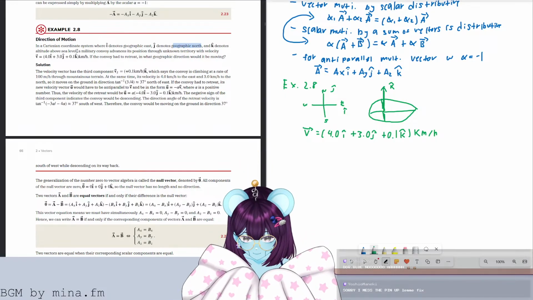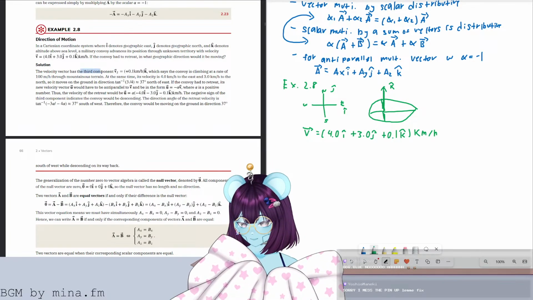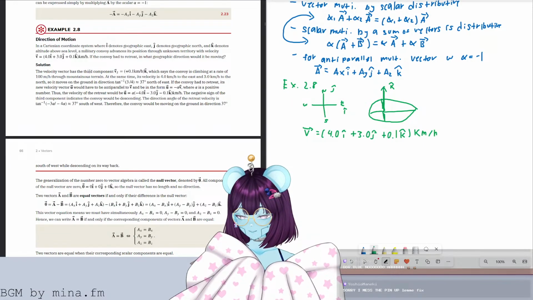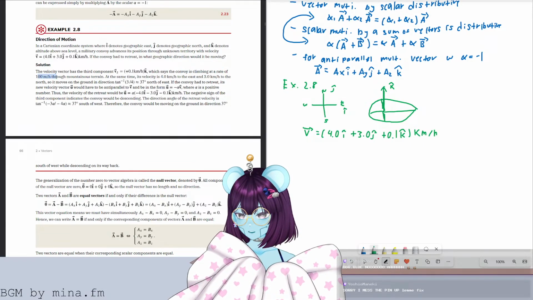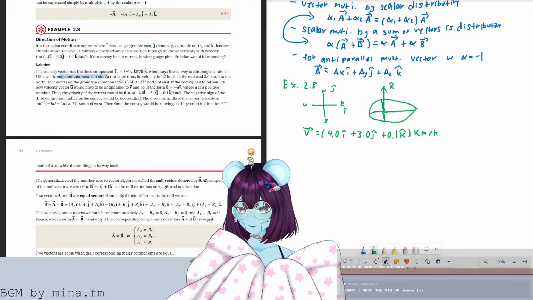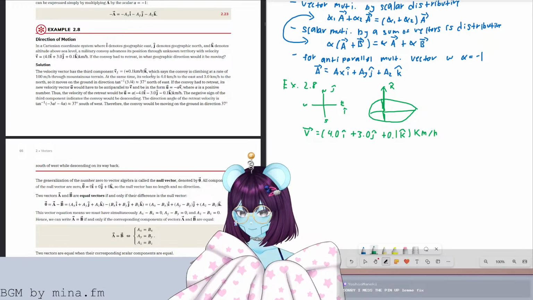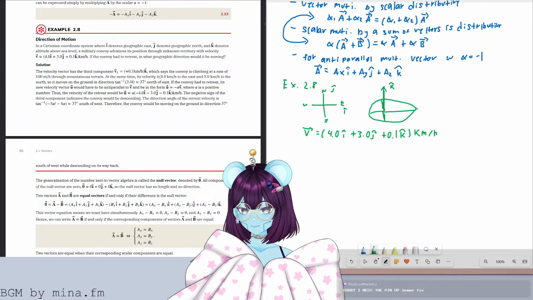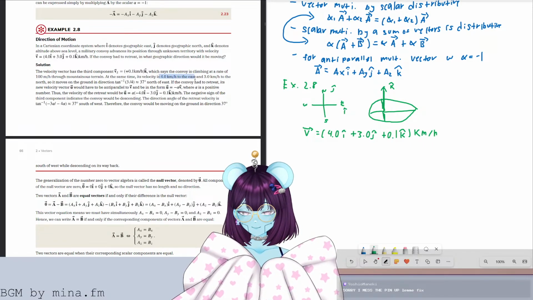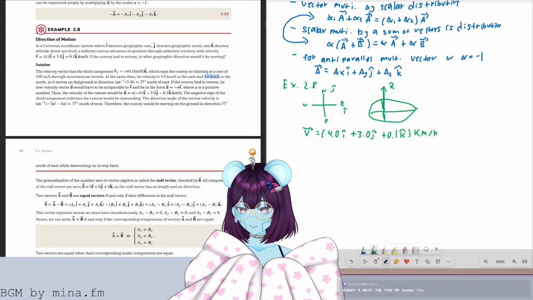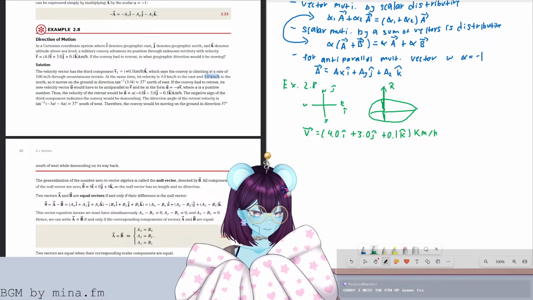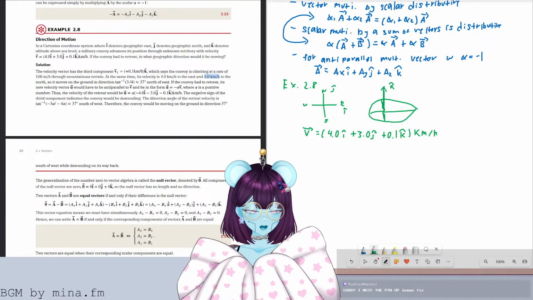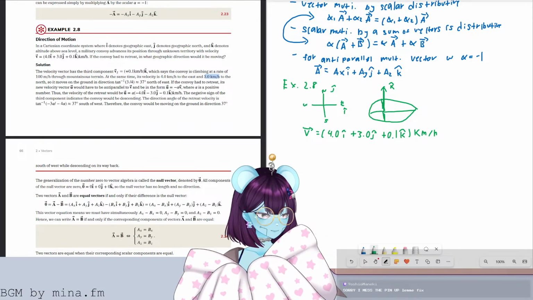The velocity vector has the third component, which says the convoy is climbing at a rate of 100 meters per hour through the mountainous terrain. At the same time, its velocity is 40 kilometers per hour to the east and 30 kilometers to the north. Each piece of information tells us how fast it's going in that specific direction.